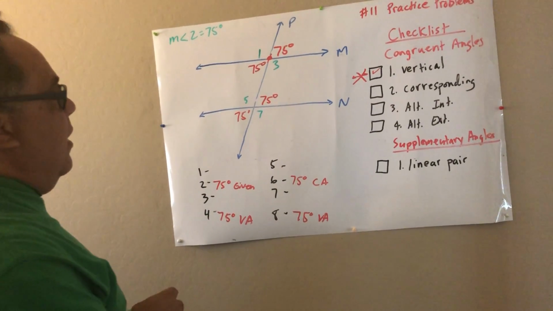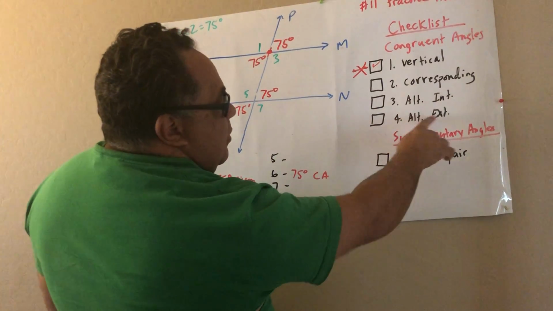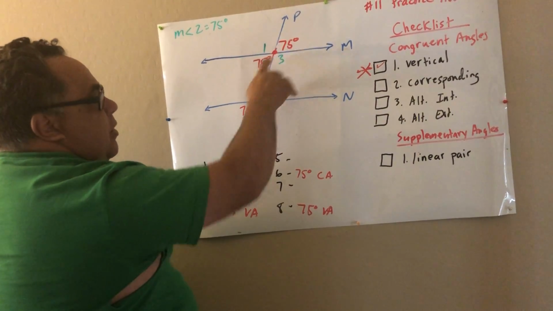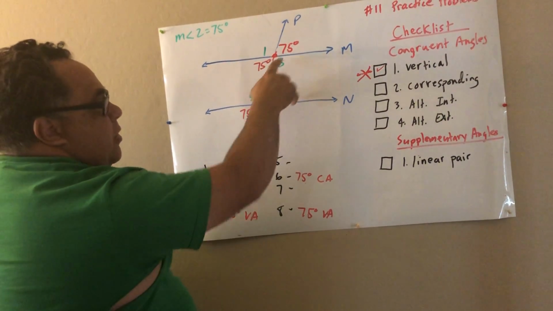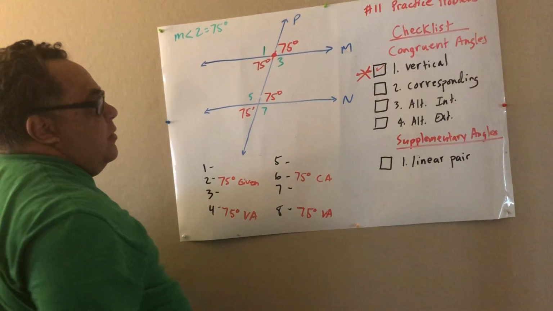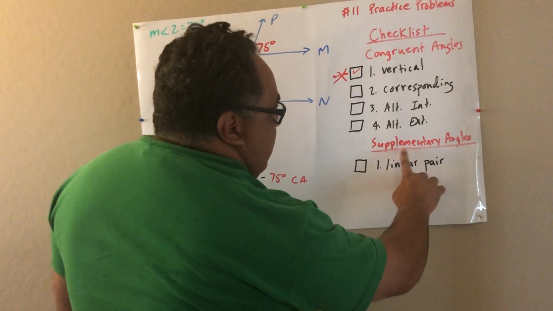I kind of know what these are. I can't do alternate interior or alternate exterior, and here's why. They're already telling me what alternate interior are. These 75 degree ones are alternate exterior right here; 2 and 8 are alternate exterior. So what I need to use is this right here, linear pair.